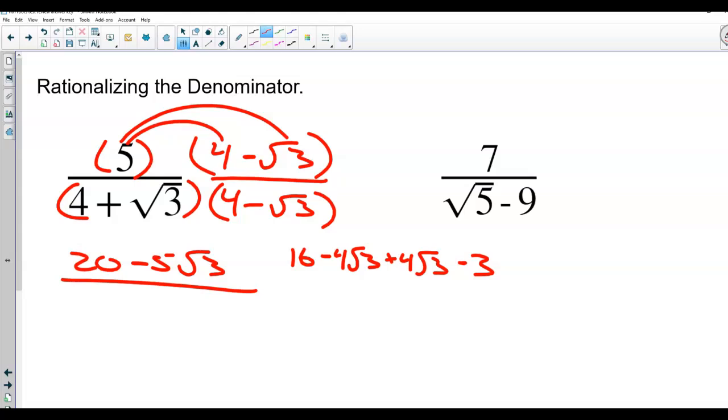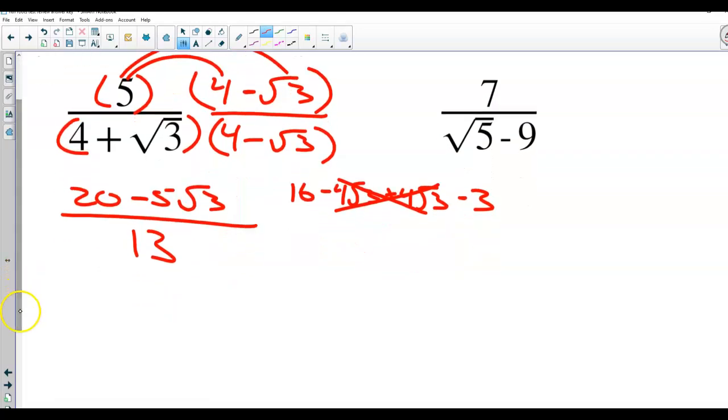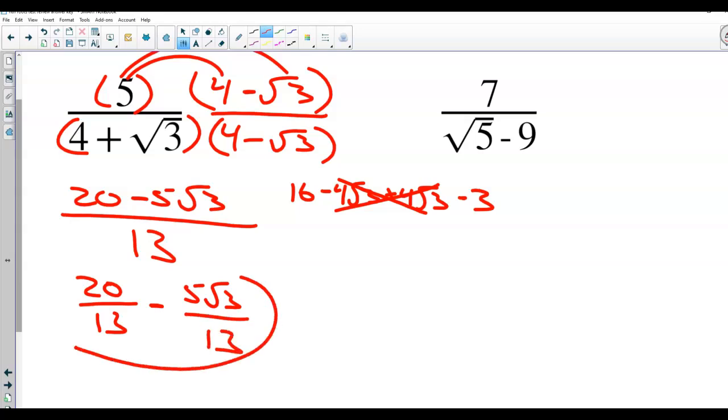What's going to happen every single time, if you do the problem correctly, the middle terms cancel out. That's why we do the conjugate. That's what this is called. That's why we do the opposite sign. 16 minus 3 is 13. Now, the better way to write the answer is this. I will accept either way.